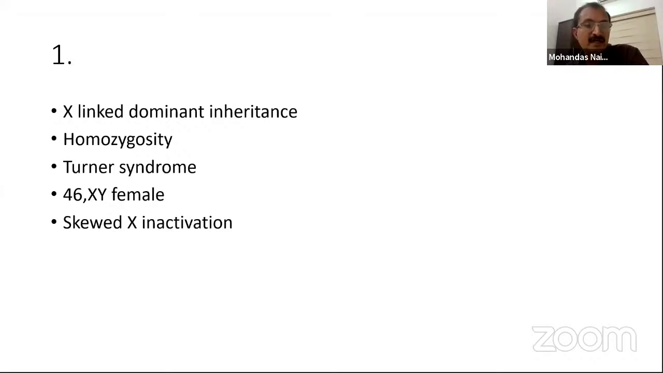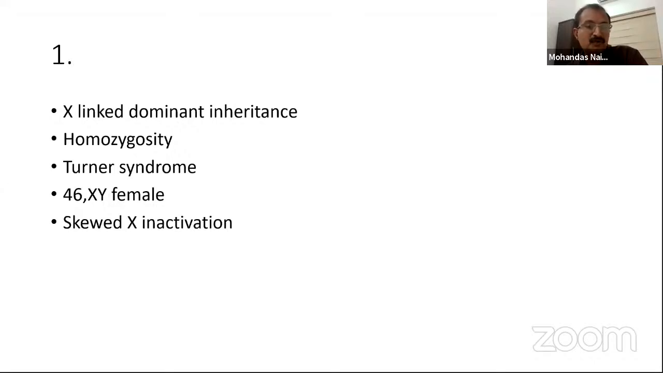Then in case of Turner syndrome, that individual has only 1 X chromosome, and if that X chromosome is abnormal, carries a mutation for hemophilia or Duchenne and so on, they can manifest. And another situation is 46XY female. Even though it is a female, she has only 1 X chromosome, and that can be abnormal.